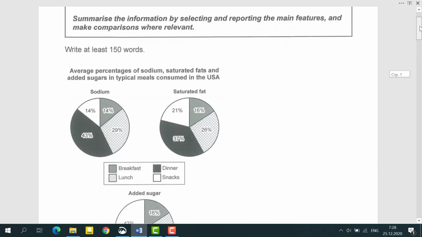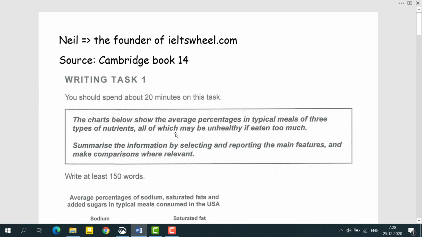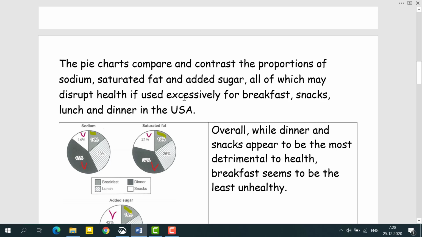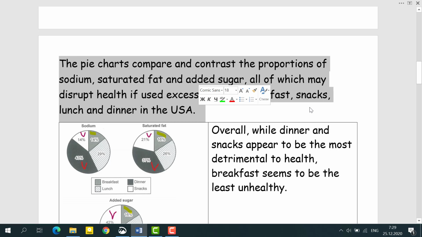Okay, next, here we have all of which may be unhealthy if eaten too much. Now if you look at this carefully, all of which may disrupt health. So disrupt health means undermine health. If used excessively, in this case, excessively means too much, for breakfast, snacks, lunch, and dinner in the USA. So that's what you need to do. You need to paraphrase the task given.